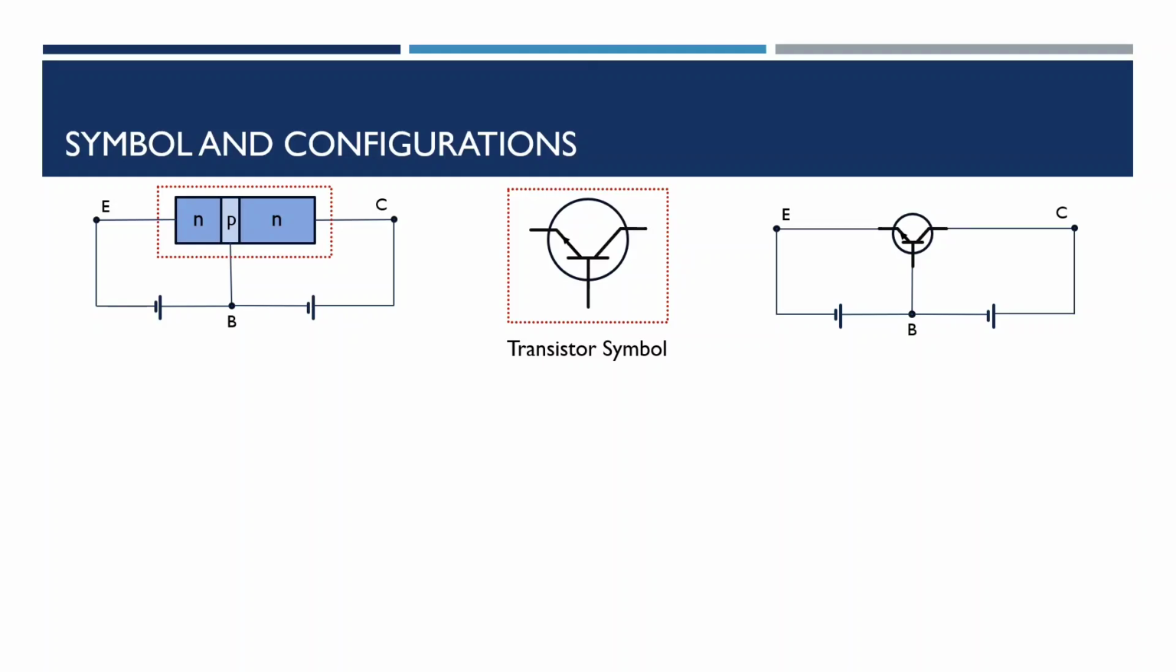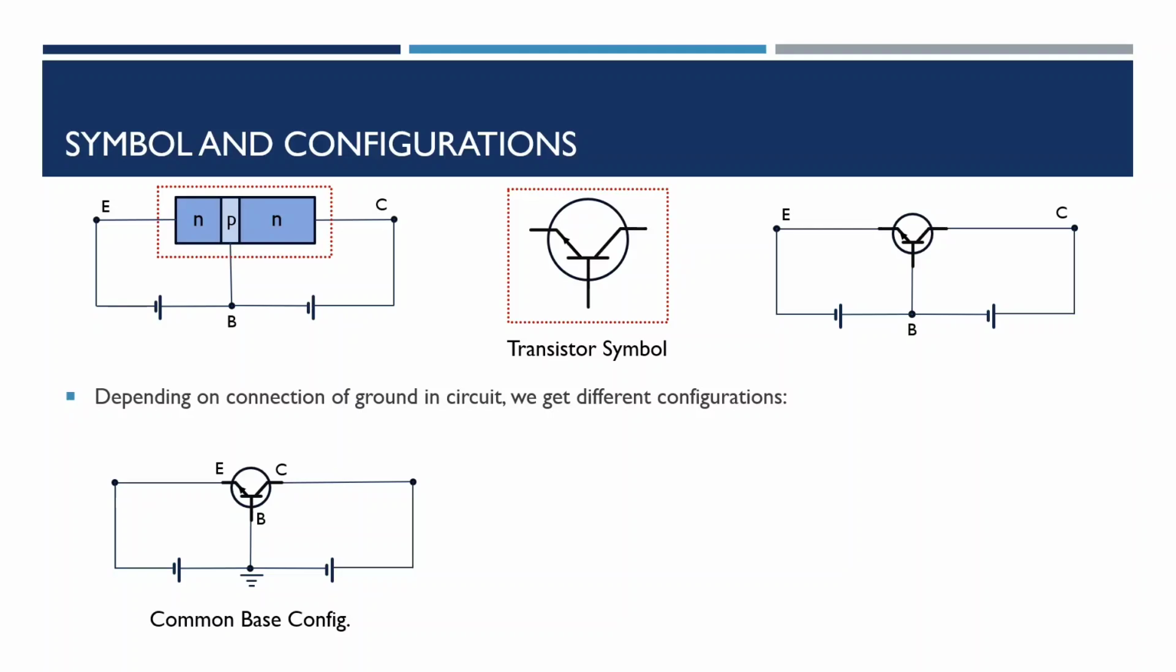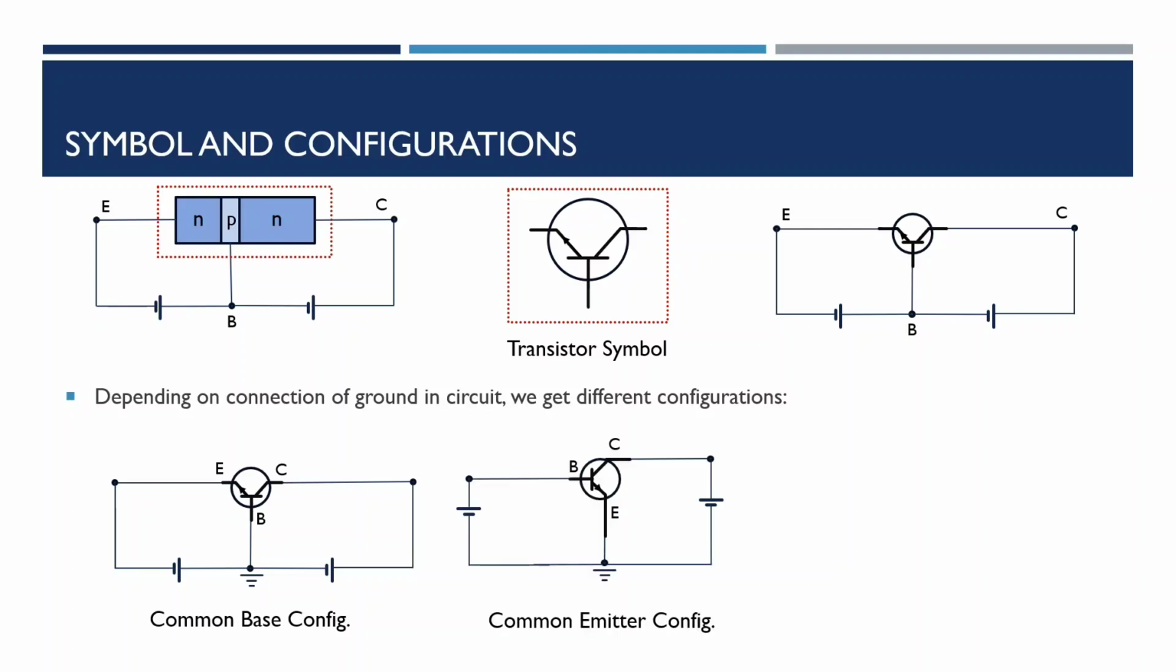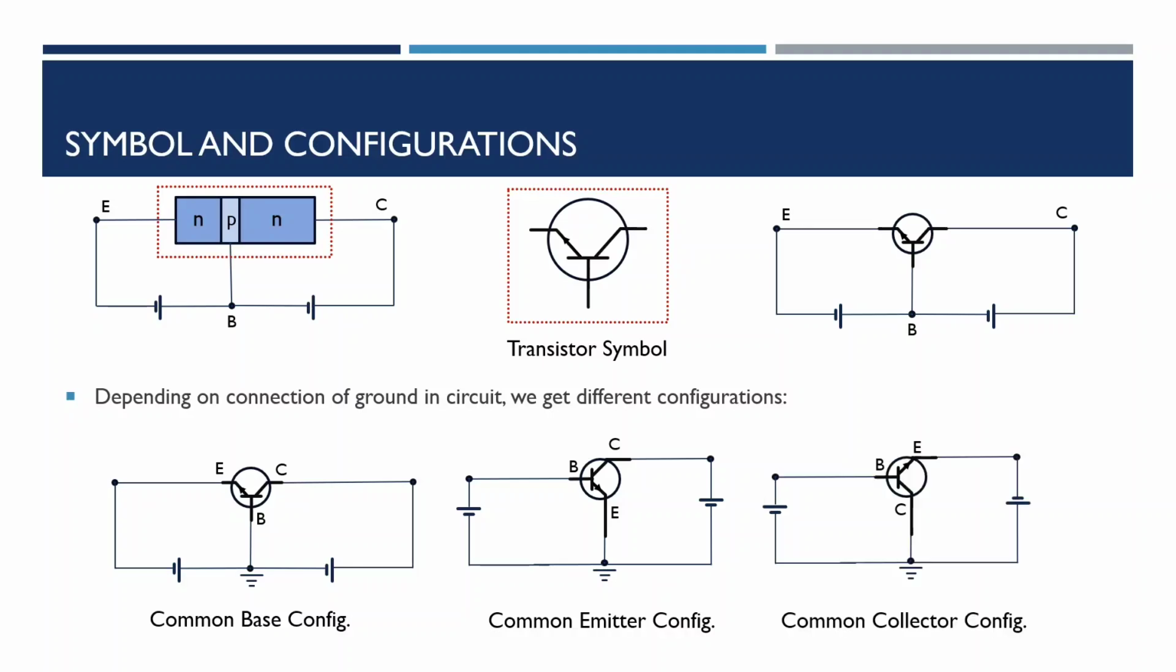For extended analysis and applications, we actually have a few different configurations depending on which terminal is connected to ground. If the base is grounded, it is the common base configuration. If the emitter is grounded, then it is the common emitter configuration. And if the collector is grounded, it is known as the common collector configuration. But no matter what the configuration, the operating principle of the transistor remains the same.